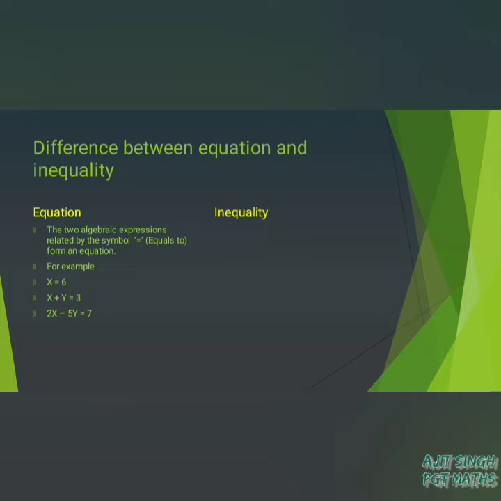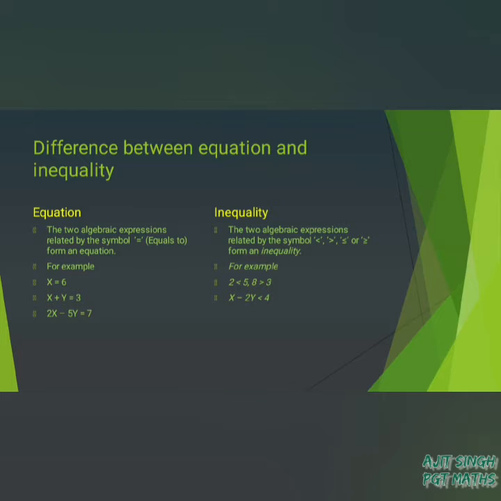Now, inequality: two algebraic expressions related by the symbol less than, greater than, less than equal to, or greater than equal to form an inequality. What is inequality? Where we use the symbols less than, greater than, less than equal to, or greater than equal to instead of the equal to sign. So these symbols we use in inequality. For example, 2 less than 5 or 8 greater than 3. We know 2 is always less than 5 and also 8 is greater than 3.